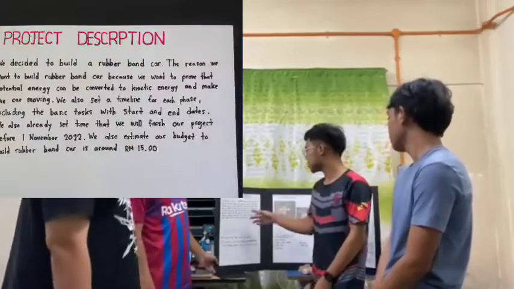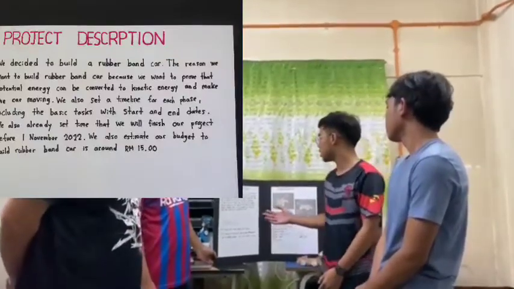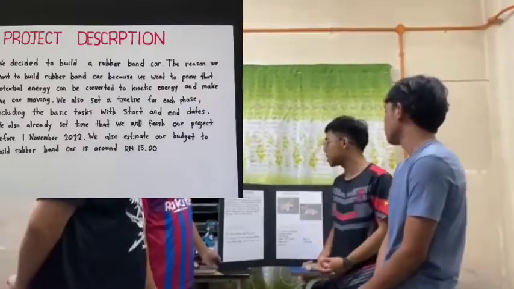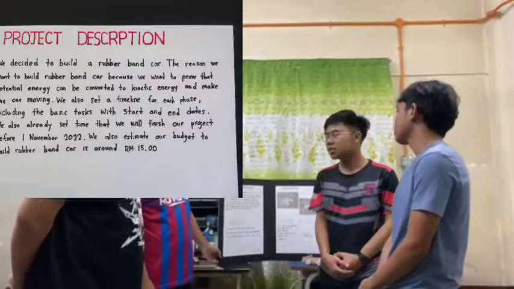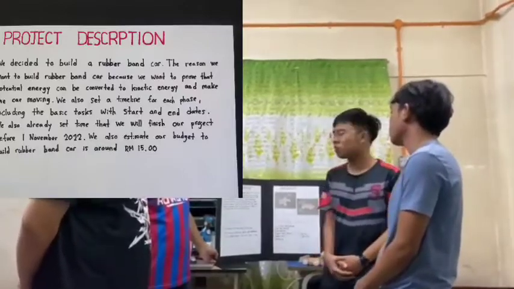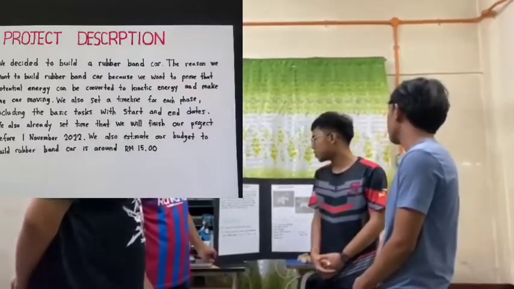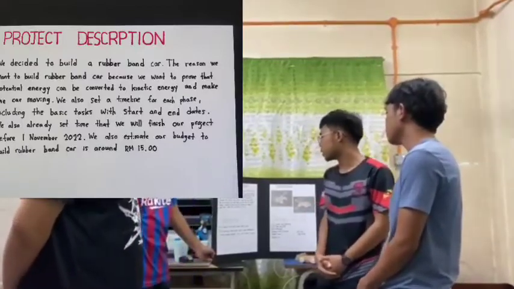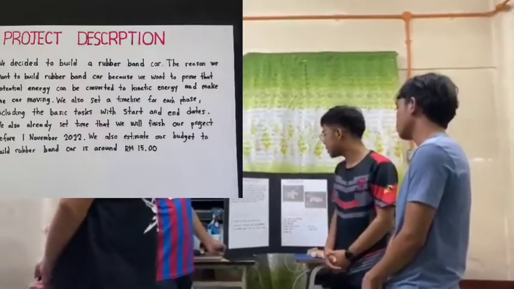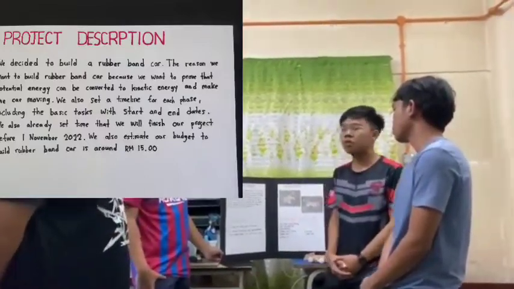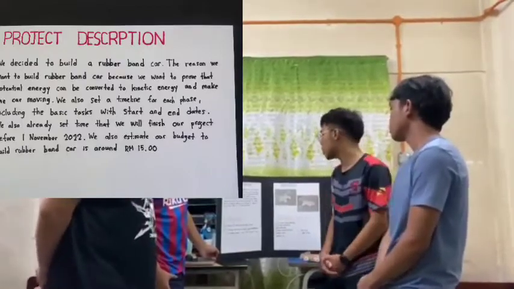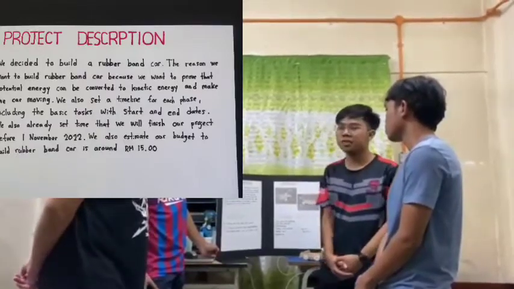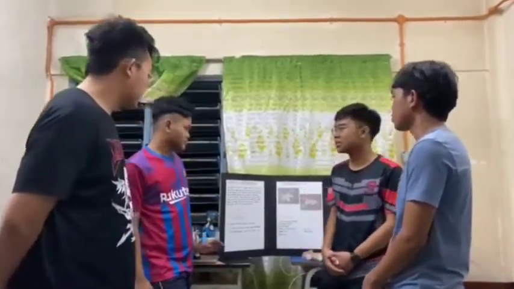This is our project description. We decided to build a rubber band car. The reason we want to build a rubber band car is because we want to prove that potential energy can be converted to kinetic energy and make the car move. We also set a timeline for each phase, including the basic tasks with start and end dates. We will finish our project before 1 November 2022. We also estimate our budget to build the rubber band car is around 15 ringgit. And I will pass this to Arnold.